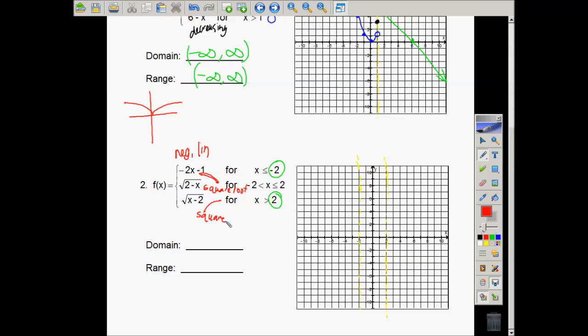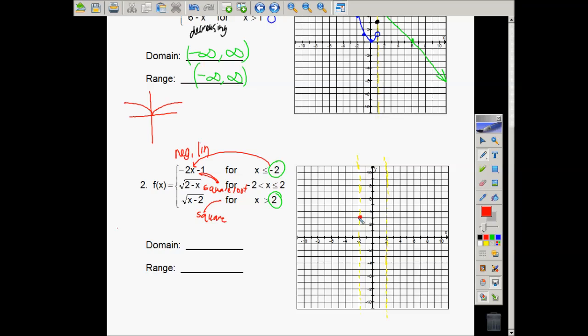So I'm starting at negative 2x minus 1, and this happens when x is less than or equal to negative 2. The first thing I do is plug in negative 2. Negative 2 times negative 2 is 4, and 4 minus 1 is 3. So at negative 2, I have a closed circle at 3. Why is it closed? Because I have that equal.